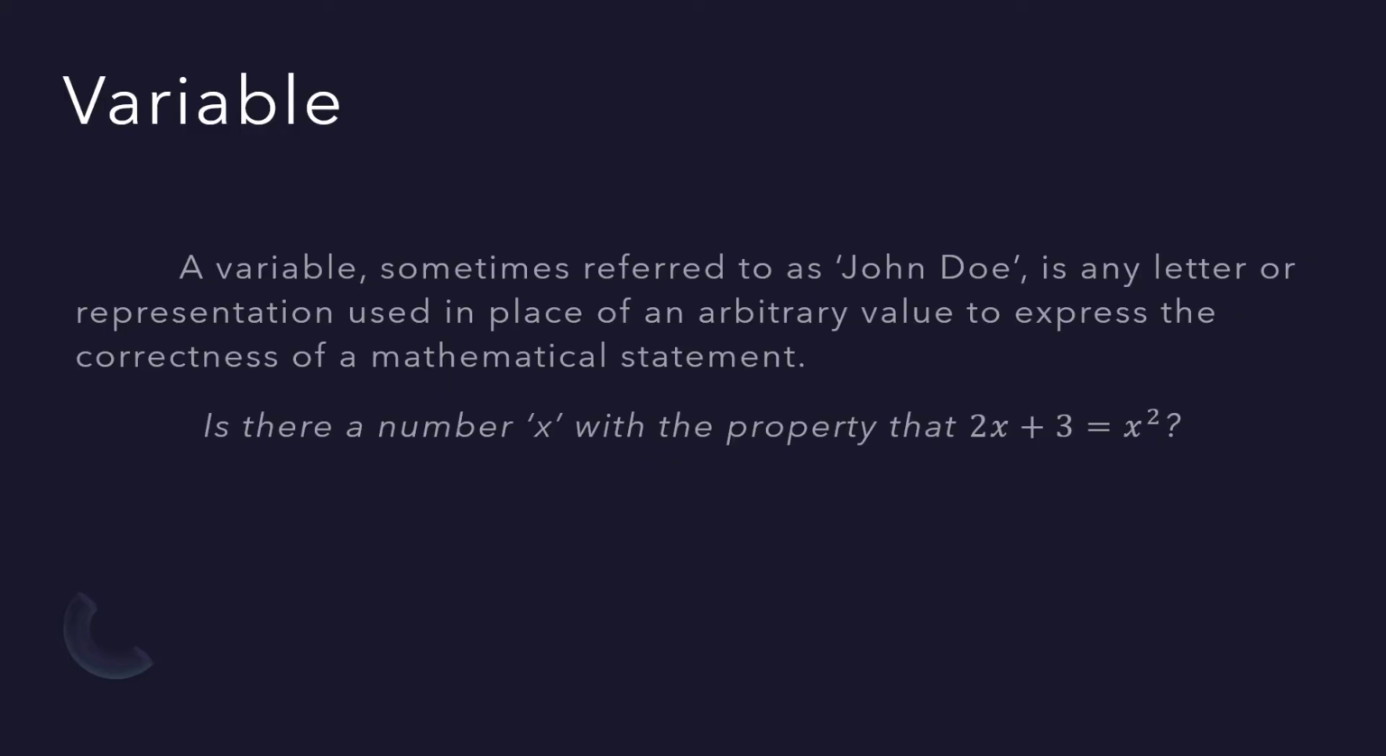For example, in this case, 2x plus 3 is equal to x squared. We all know that this can be rewritten in the form of x squared minus 2x minus 3 is equal to 0, which is the standard form of a quadratic equation. So, we can do factoring. So, we will have x minus 3 times x plus 1. Then, we can get the roots. So we will have x is equal to 3 and x is equal to negative 1. So those two numbers satisfy the property of 2x plus 3 is equal to x squared. So this mathematical statement is true. Now, if there is a number x with the property that 2x plus 3 is equal to x squared. Okay, so that's for the variable.